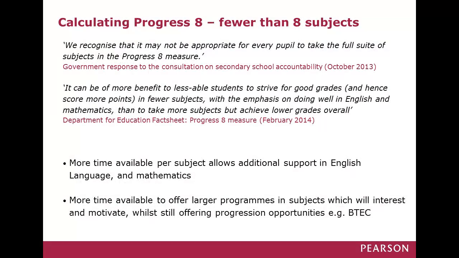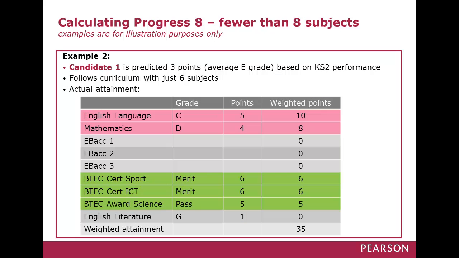As well as more time for English and Maths, some students will be more engaged and motivated by subjects other than those making up the Progress 8 measure. This candidate follows a programme with fewer than 8 subjects. This allows time for extra support in English and Maths, and extra time to achieve better grades than expected. They have time to take larger certificate-sized qualifications in sport and ICT, as their areas of greatest interest. The science programme of study requirement is met through the BTEC award.